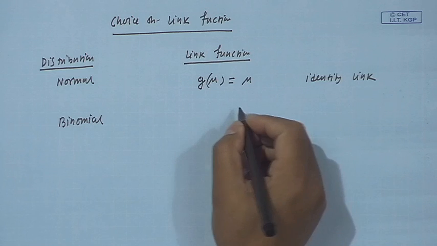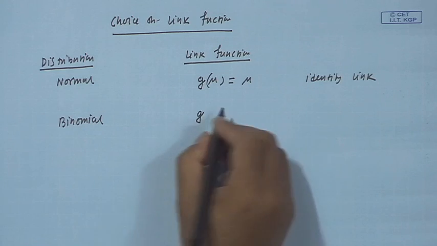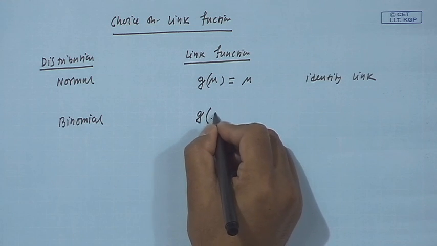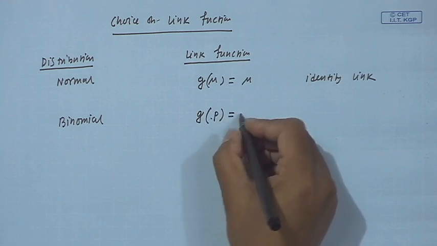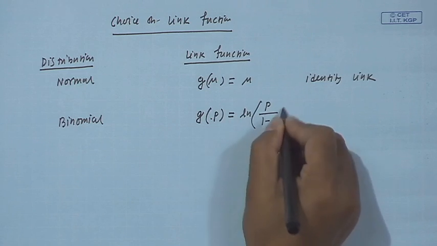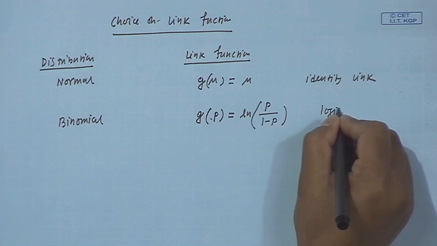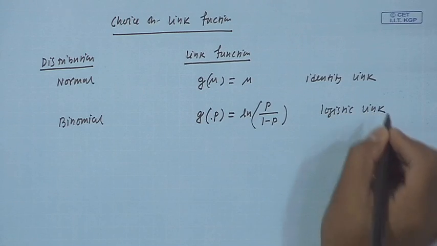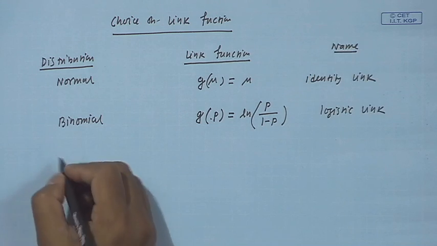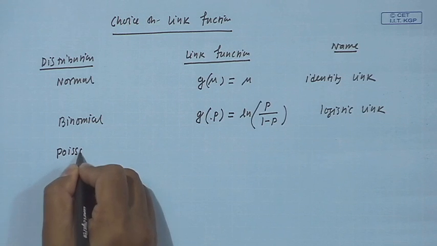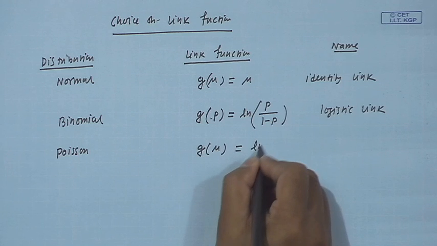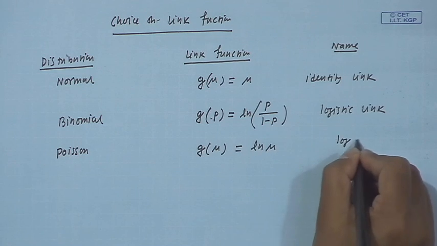In case of binomial, we have just established the model. So, g(p), let me write p is the probability of success in one trial, is ln p by 1 minus p. This is called logistic link. These are the names. Okay. And then Poisson, my g(mu) equal to ln mu. This is called log link.